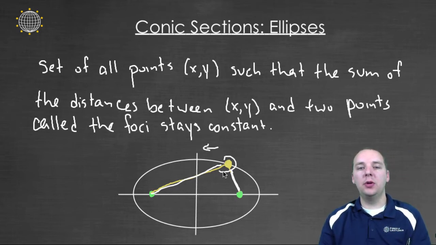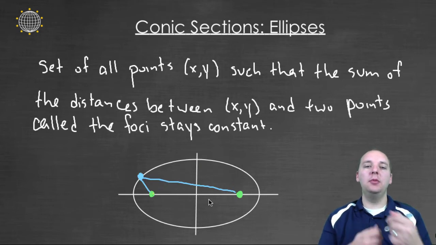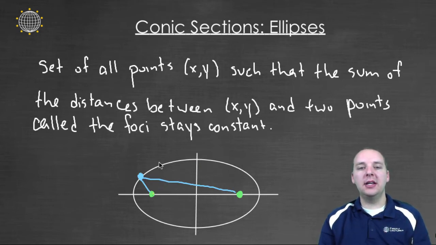So if this is one point on the ellipse, then another point might be here, and another point might be here, and so on and so forth. And if you keep doing this, all these points sketch out this oval type shape.